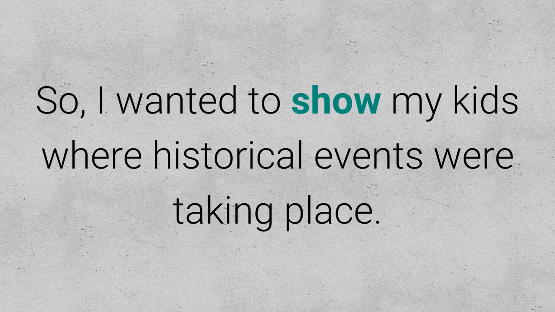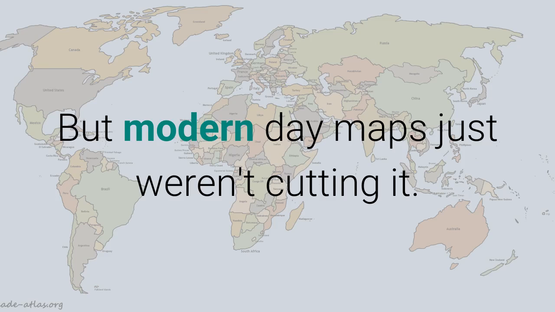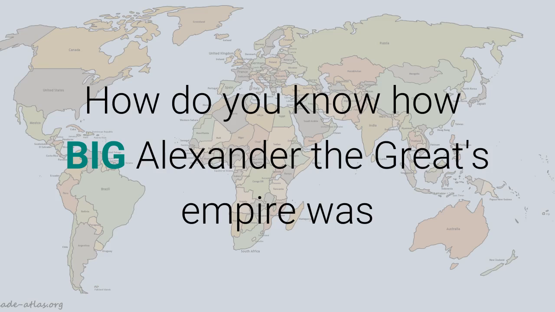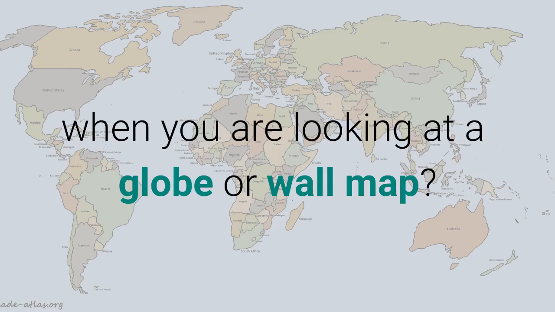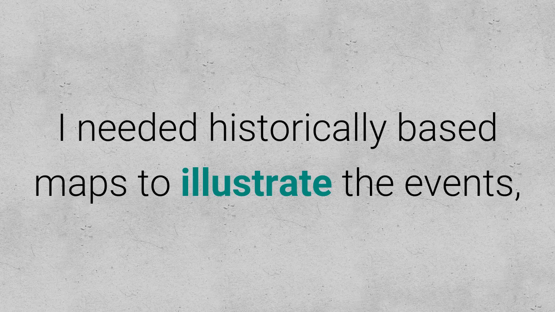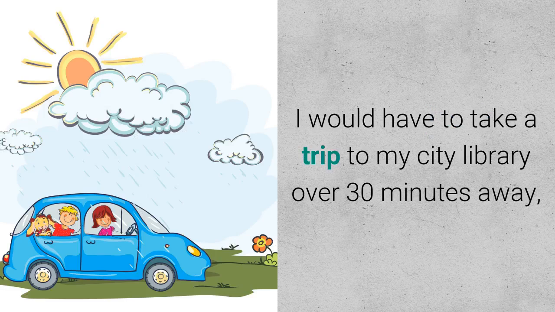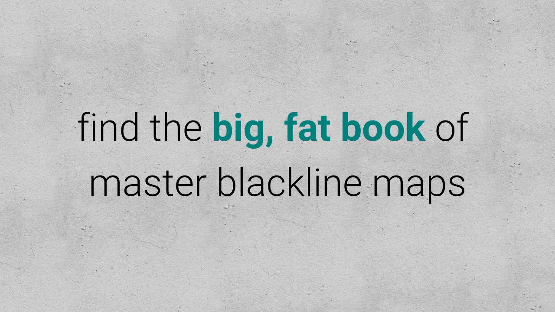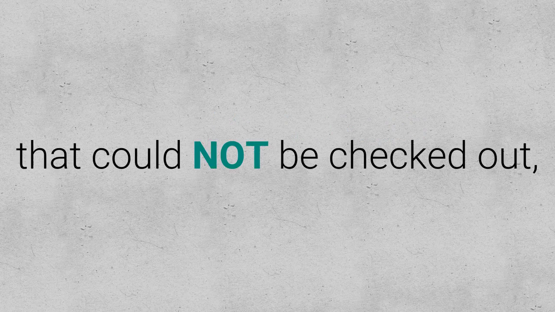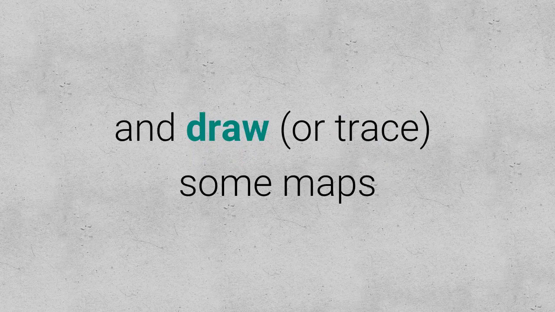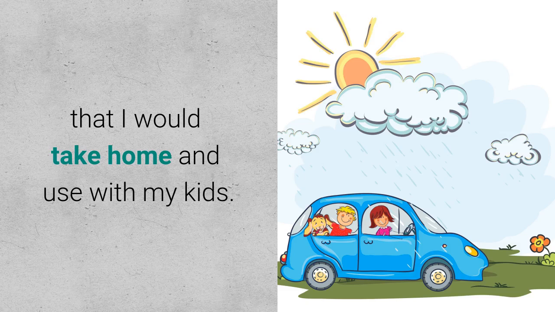So I wanted to show my kids where historical events were taking place. But modern-day maps with the political boundary divisions just weren't cutting it. How do you know how big Alexander the Great's empire was when you're looking at a globe or a wall map? I needed historically based maps to illustrate the events, but I was struck by the lack of them available to the general public. I would have to take a trip to my city library, over 30 minutes away, find the big fat book of master blackline maps that could not be checked out, and then draw or trace some maps that I could take home and use with my kids.